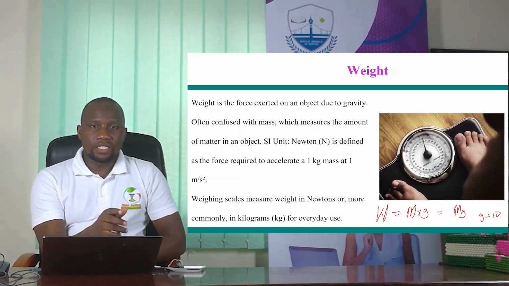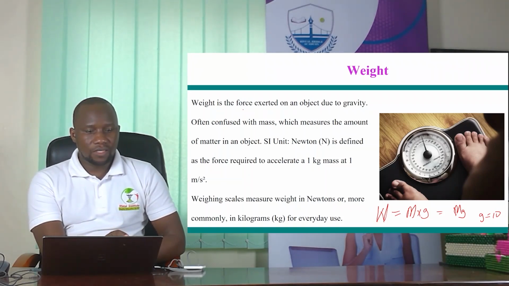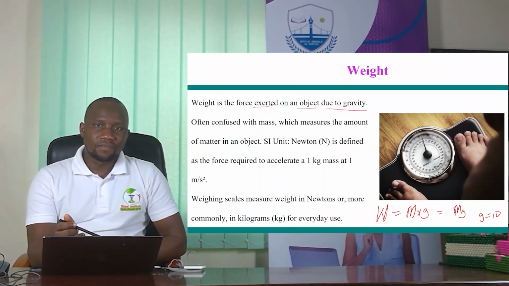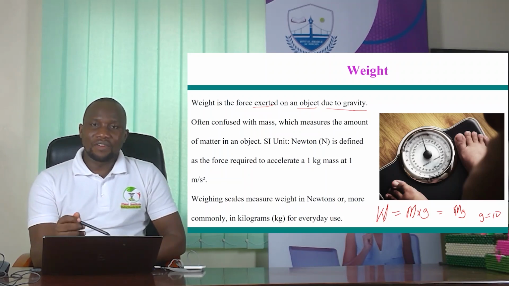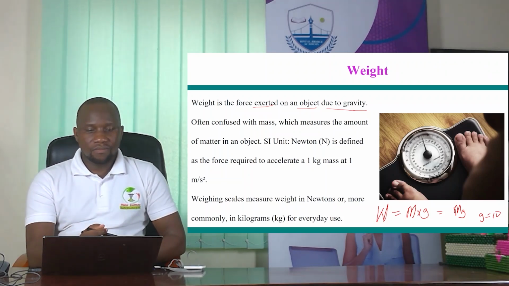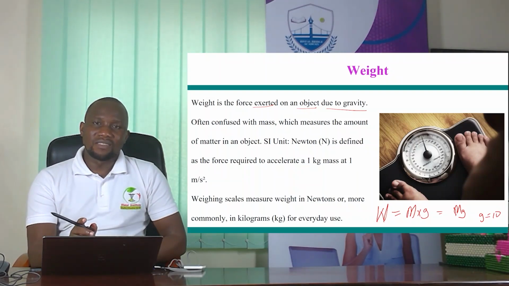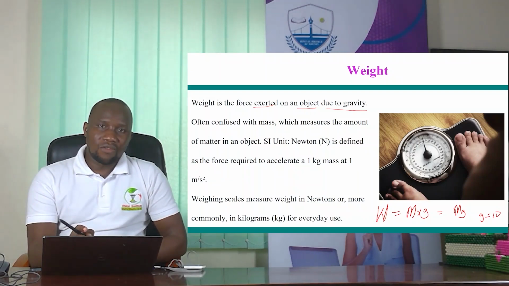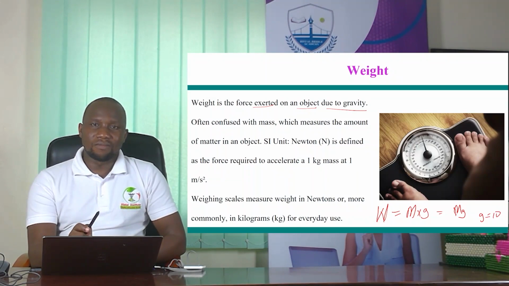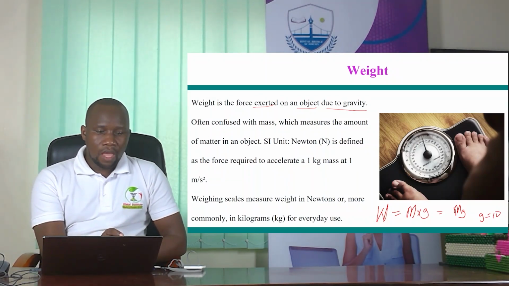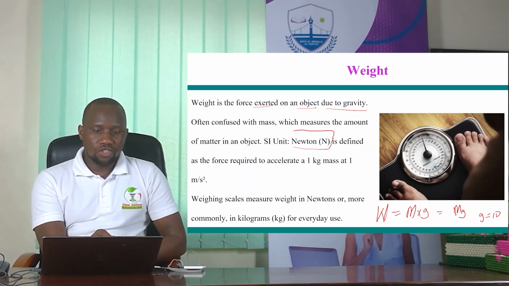So what is weight? Weight is basically the force exerted on an object due to the force of gravity. Okay, so weight has direction, mass does not have. So that means that weight is a vector quantity, whereas mass is a scalar quantity. You know this, especially in physics. Okay, so the unit is what you call Newton.